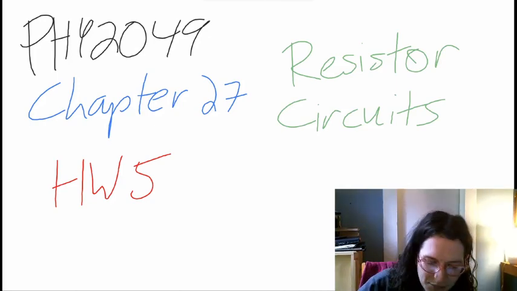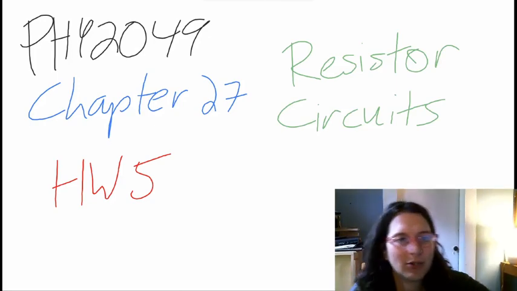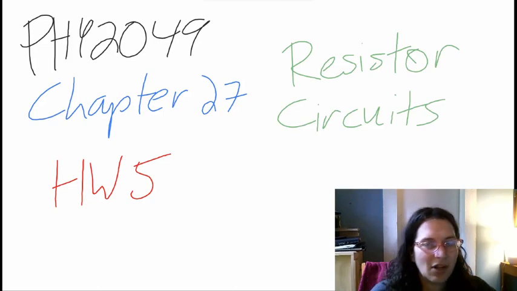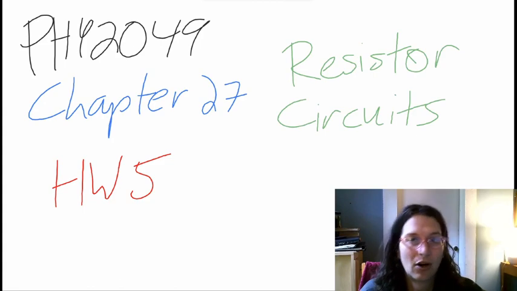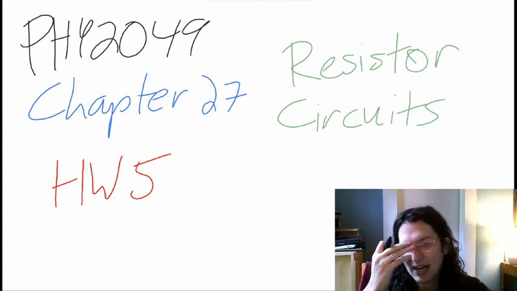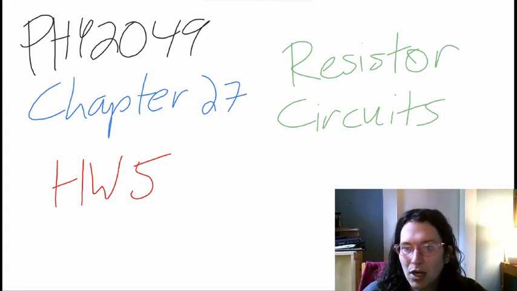What's up, everybody? We're going to go ahead and go over chapter 27, this is homework number 5. This is all about resistor circuits. We're going to cover purely resistive circuits, and then we're also going to cover RC circuits, where we take resistors and capacitors and plug them into each other.